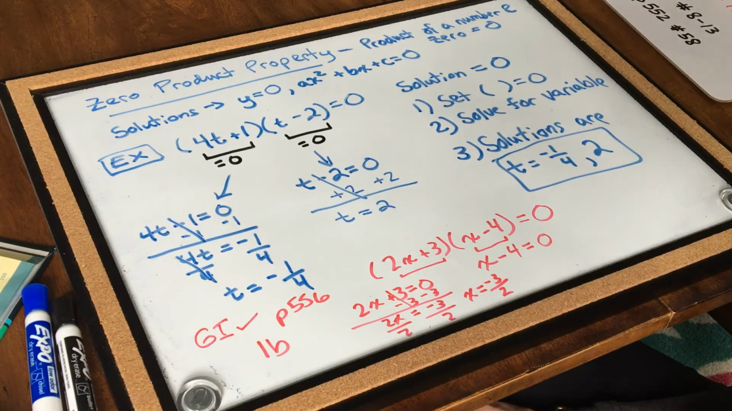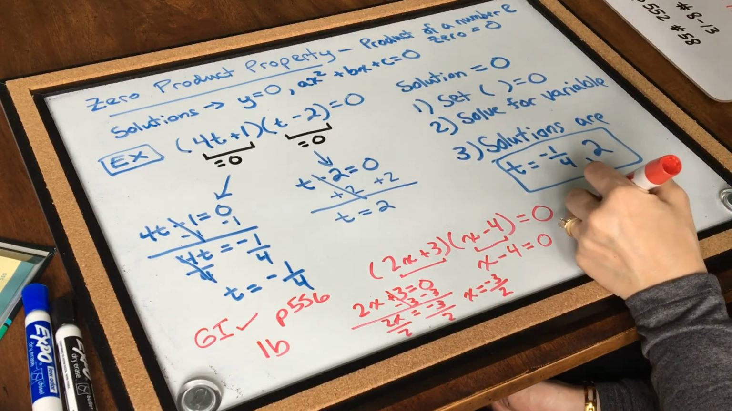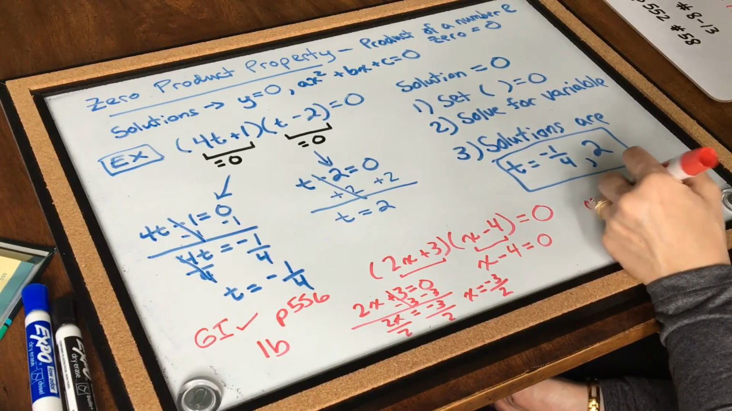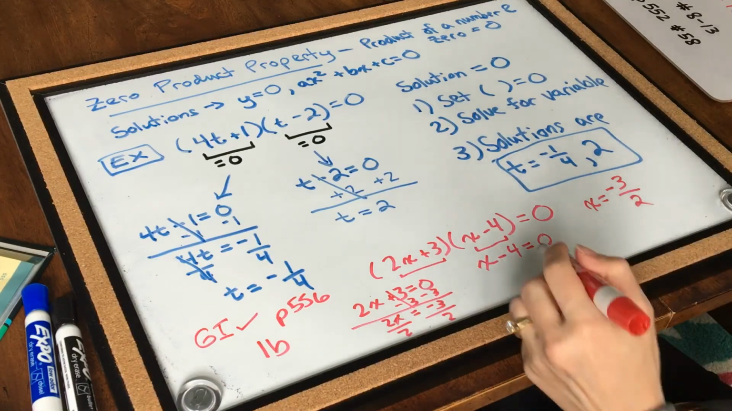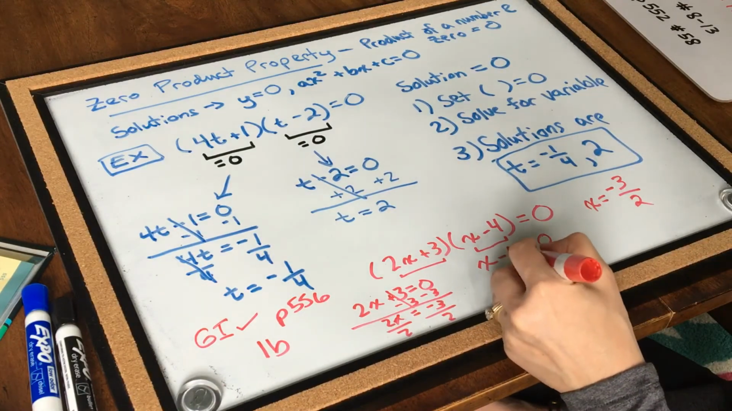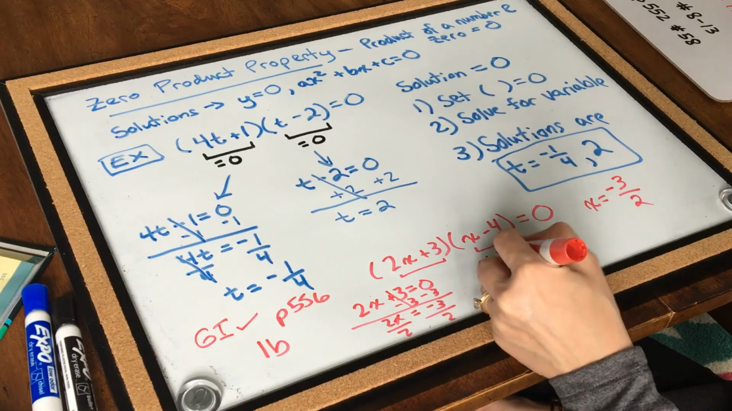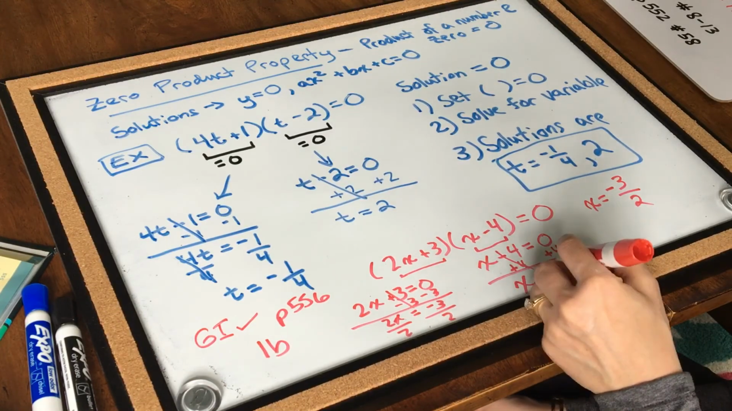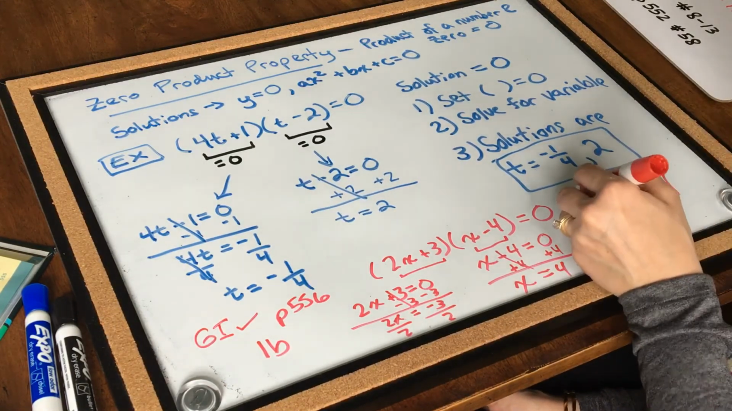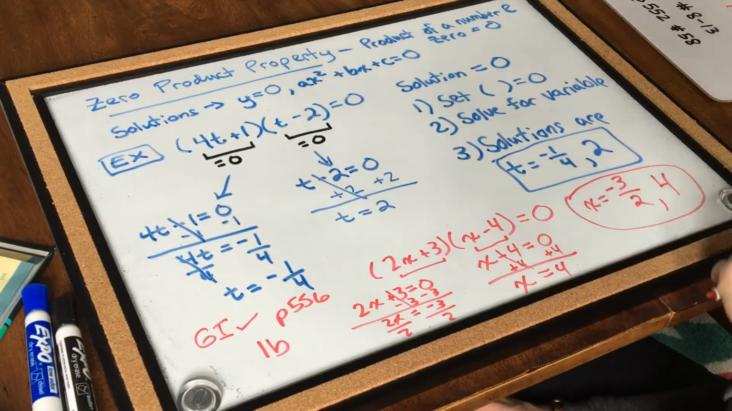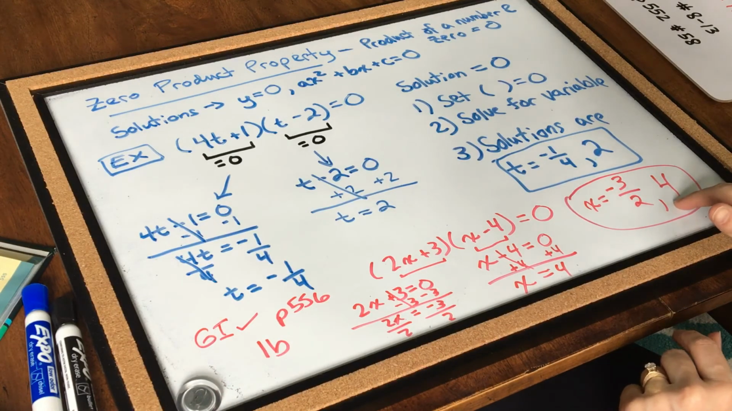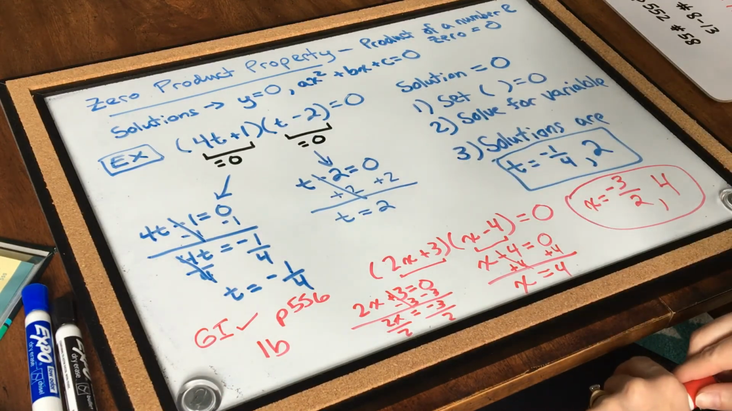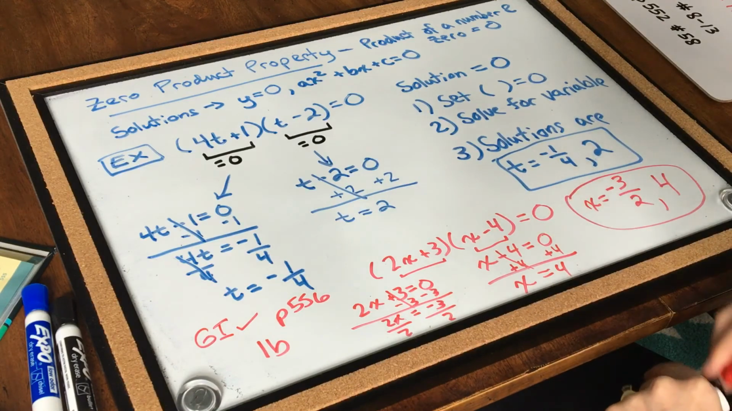I know I wrote that really small, so maybe I'll write it bigger over here. So my x could equal negative 3/2. Then on this side, I have x minus 4, so I'm going to add 4 to both sides to solve that equation, and I end up with x equals 4. So my two solutions are x equals negative 3/2 and x equals 4. You can always check your answers by plugging them back into the equation and seeing if it actually equals 0. If it does, you'll know you're okay.